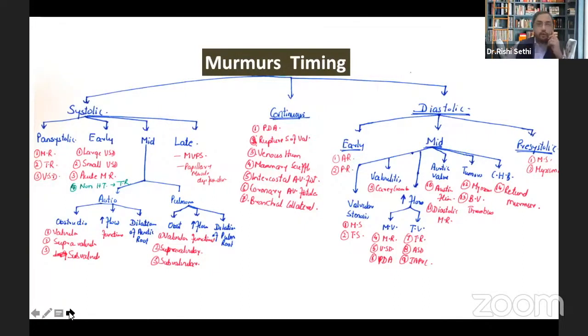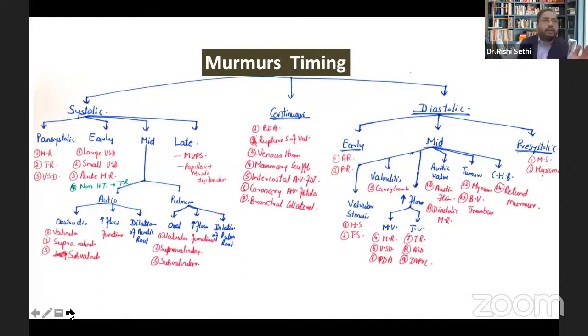I don't know how to go into each and every murmur, but generally speaking, you have systolic, diastolic, and continuous murmurs. When we speak of continuous murmurs, these are not to-and-fro murmurs occupying both systole and diastole. Continuous murmurs should engulf the S2 into them. The continuous murmurs are classically PDA, rupture of sinus of Valsalva, venous hums, mammary scuffles, AV fistulas, and bronchial collaterals.